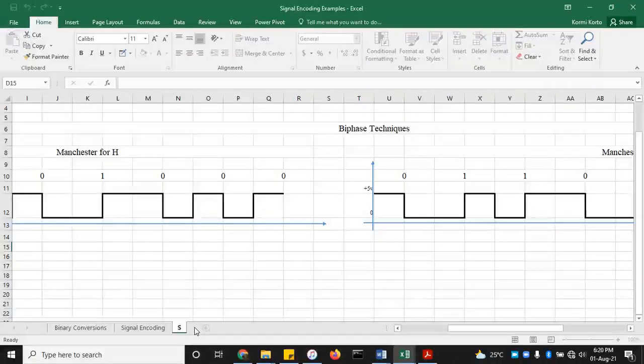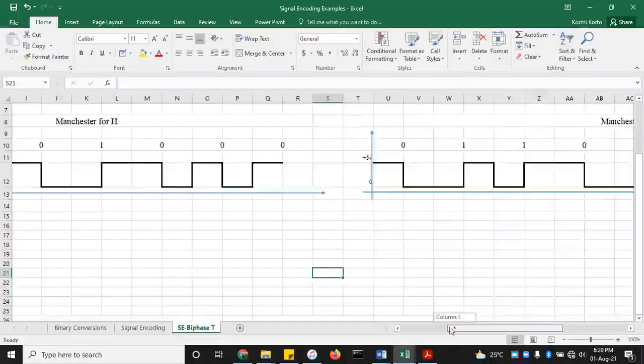So this is just my biphase technique. These are the regular ones, and these are the biphase ones. So, encoding technique for biphase. Okay, so that should pretty much do it.